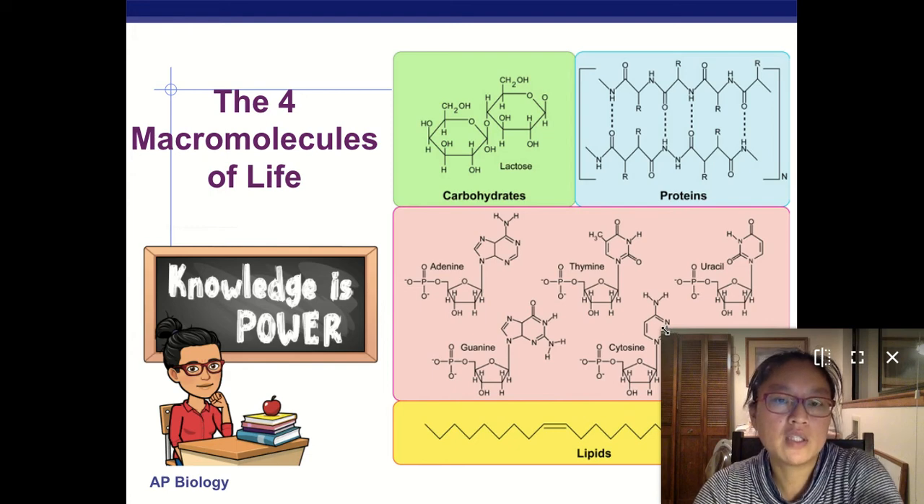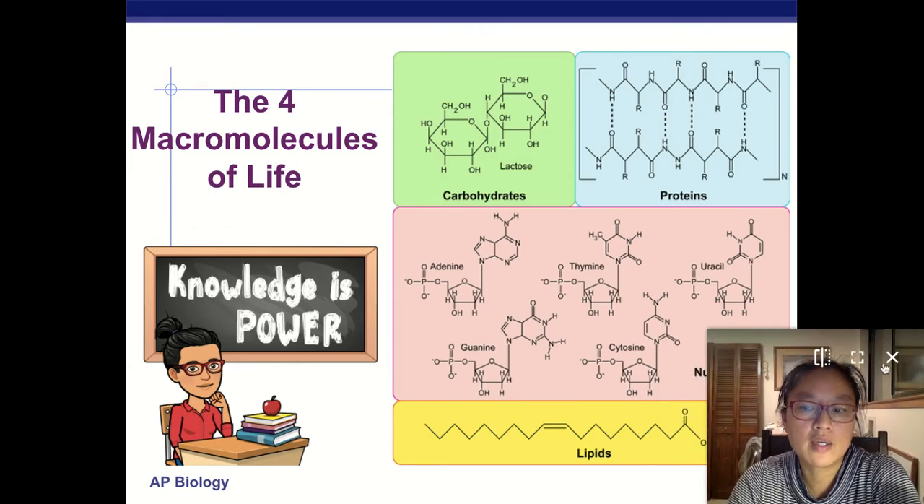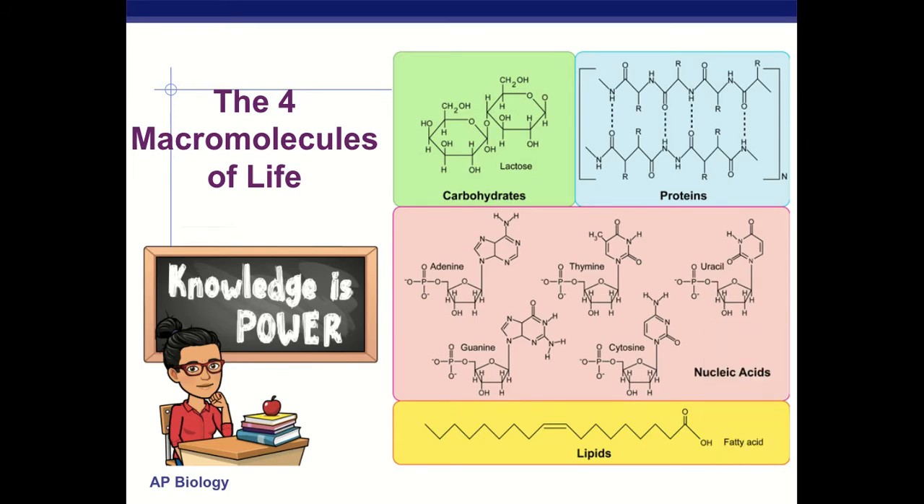Hi everyone, I'm going to be discussing the four macromolecules of life, and I'm going to close my little window here so that it doesn't block the slides, because I find that really annoying when I'm watching presentations.